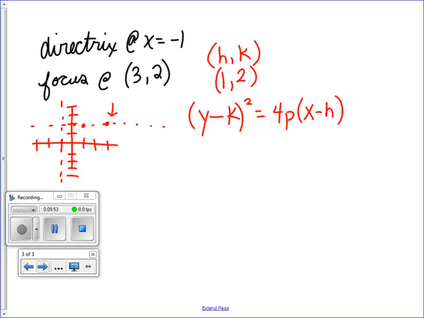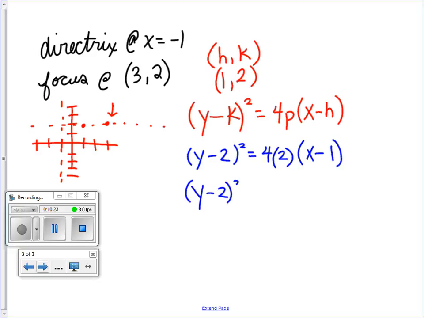Right. Okay, so let's fill in what we know. We know that K is 2. Do we know what P is yet? How far is it from these points and that right there? 2. So P is 2. X minus, what was H again? 1? There you go.